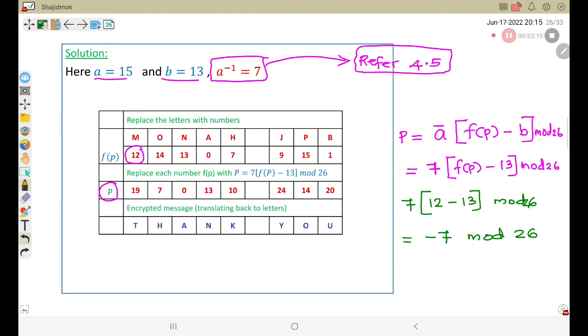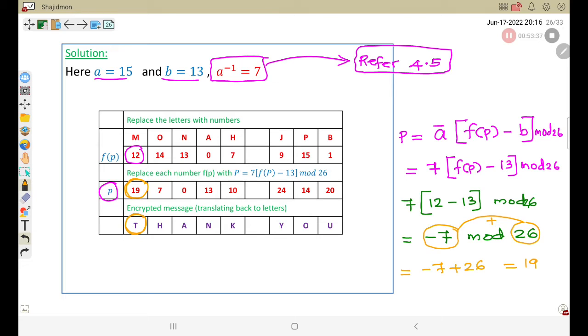Now you can use the shortcut or the direct way also. If you are using the shortcut, this number plus this number, correct? Minus 7 plus 26, you will get 19, correct? 19. So that is the first letter here. 19 means T. Okay, 19 means the letter is T. So you can convert all the letters.